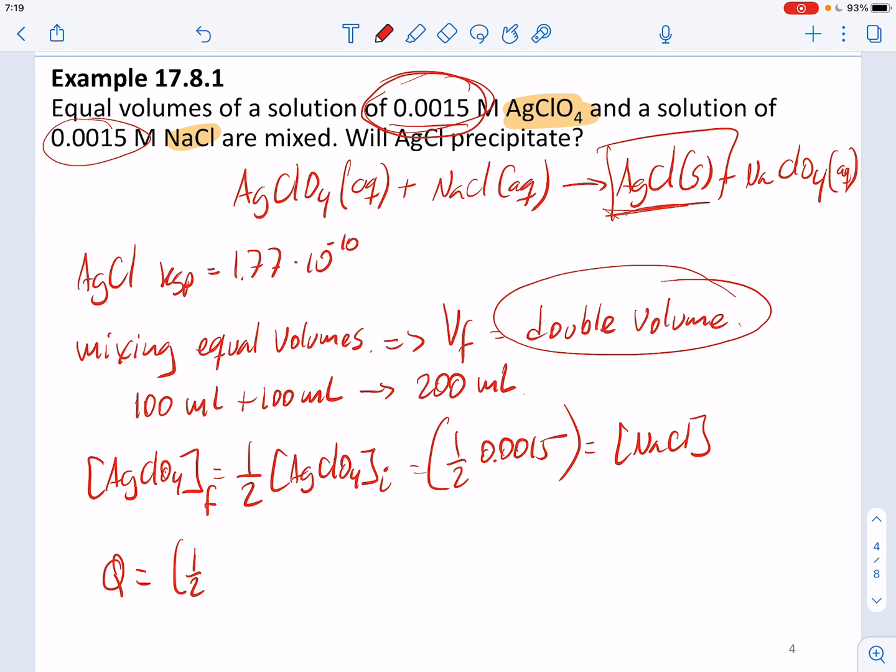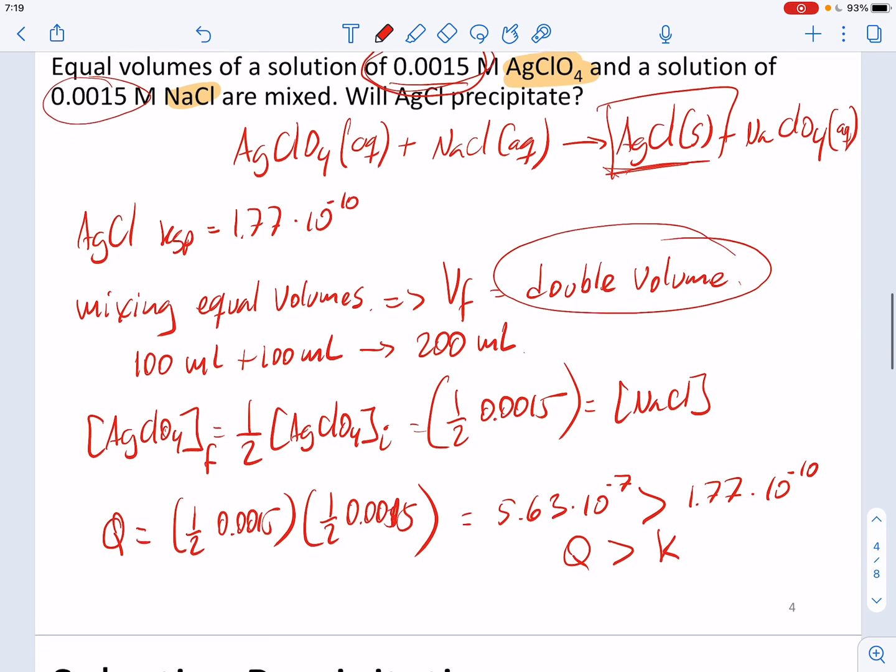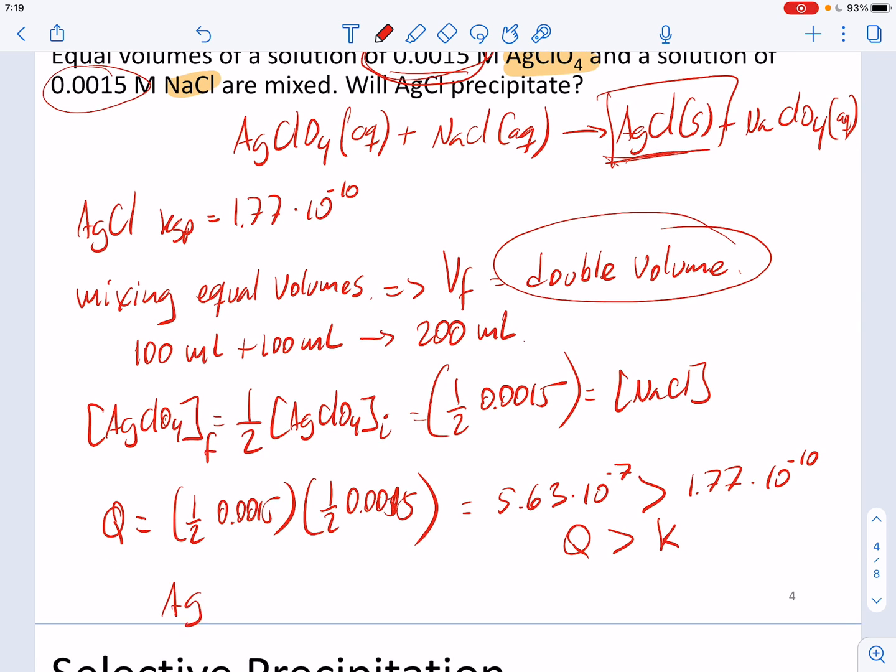So Q is 1/2 of 0.0015 times 1/2 of 0.0015. Okay, remember, silver chloride is a 1:2 salt, and what we get here is 5.63 × 10^-7. So if we compare that to 1.77 × 10^-10, then it turns out that this is larger. So Q is larger than K, and therefore silver chloride will precipitate.